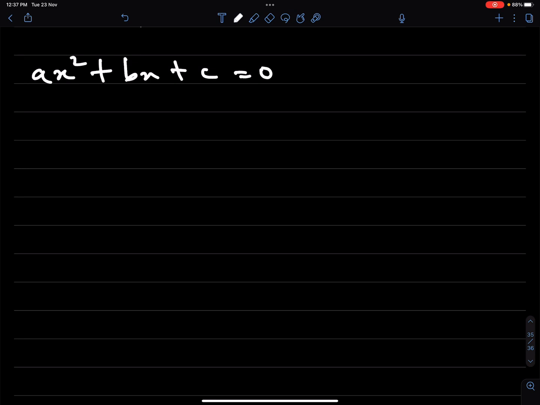So the coefficient of x squared needs to be 1, so I'm going to divide through by what it is. It is a, so I'm dividing through by a.